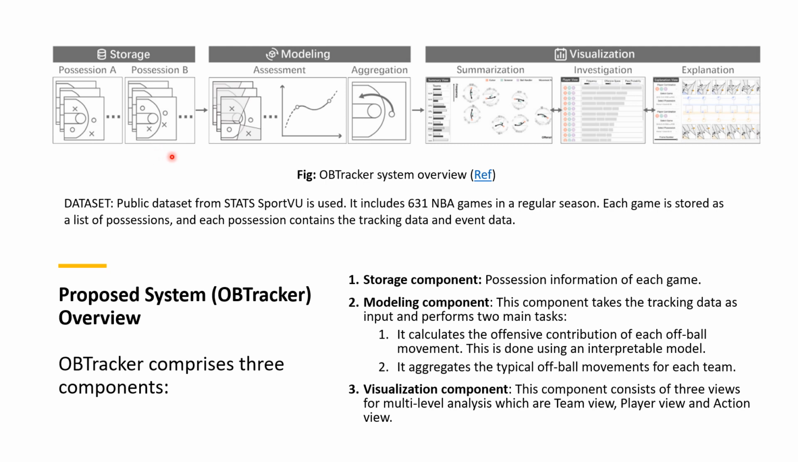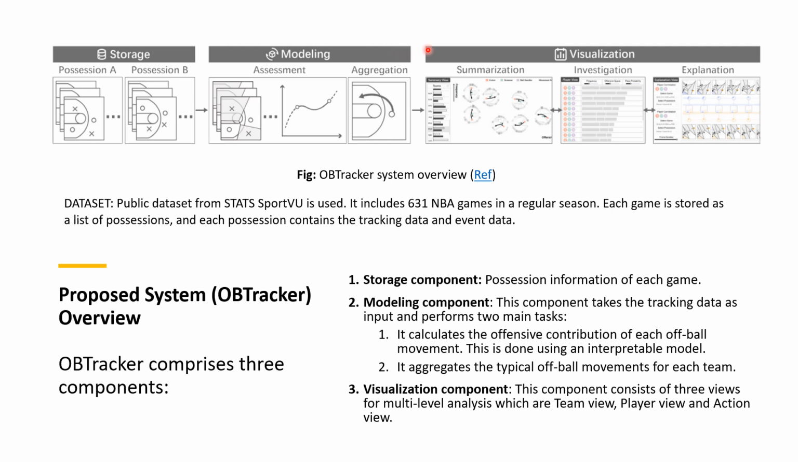So this data is stored in the storage component, and then this data is used in the modeling part, which is a machine learning interpretable model which performs two tasks. One is assessment, where it checks which off-ball movement is helpful for the team or contributing in offensive attacks, and the second task is aggregation. Basically it tells which off-ball movement is typically used and is effective by any team.